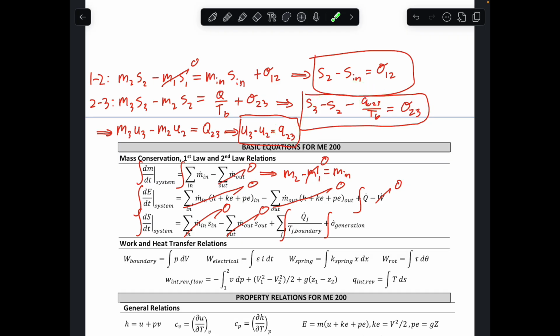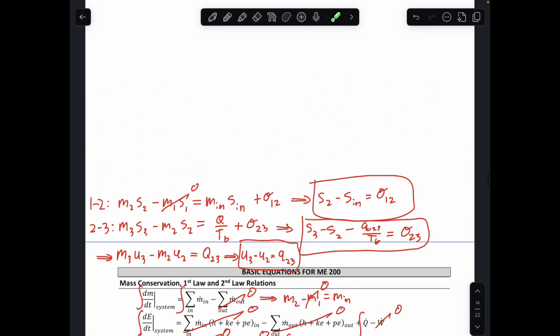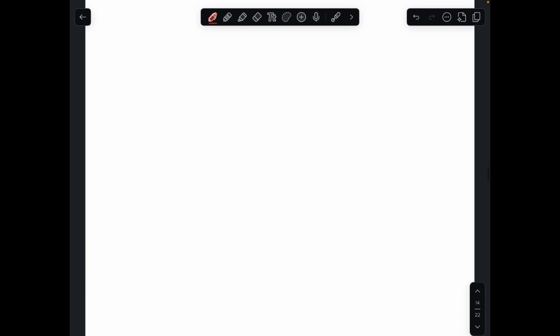But we need to evaluate all of these properties. We need to evaluate S2, S1, S3, U3, and U2. So we have our work cut out for us in order to get to these entropy generation terms. Some of them we can get easily from the table. Some of them we have to employ our quality equation. But I will write these equations up in the equations section just to make things easier.